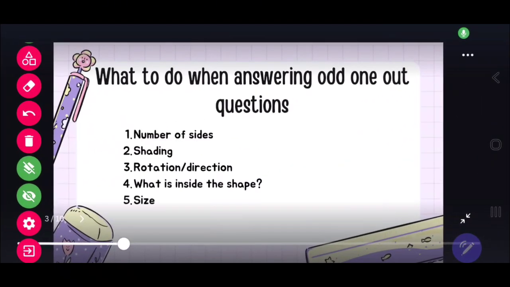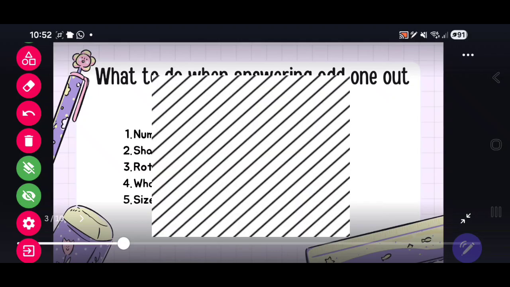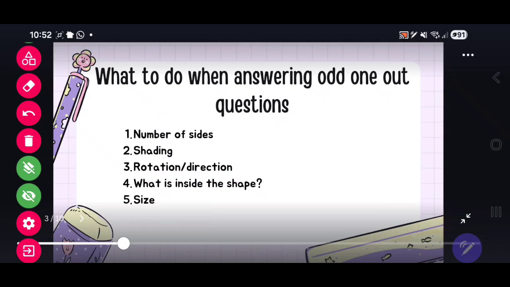When answering these odd one out questions, the first thing I would look for is the number of sides. Say there are 4 different shapes and they all have 6 sides, and one of them has 5, that would definitely be the odd one out. The second one is shading. Shapes in NVR have different shades and fills. You can have a left slanted fill, a right slanted fill, a black fill, a white fill, a speckled fill, a mottled fill, and a dotted fill. All of these different fills will come together so that we can understand which one is the odd one out.